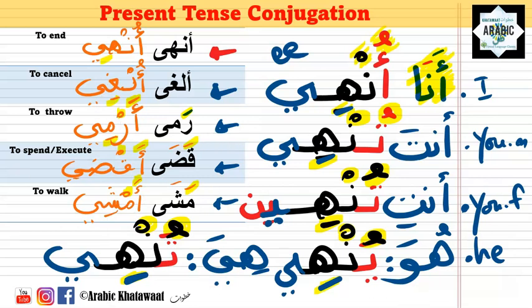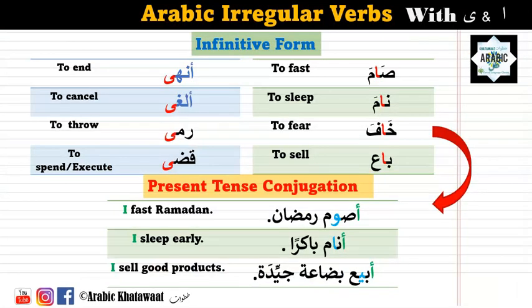Now we're going to look at all of these verbs, or actually just a few of them, by comparing the ones with alif and the ones with ya and looking at a few examples. So let's begin. Now as we look at both verbs that have alif in the middle and the one that has alif maqsura at the end, we can determine how they would change when we conjugate them in the present tense. So this is just a review to look at sama, nama, khafa, and ba'a.